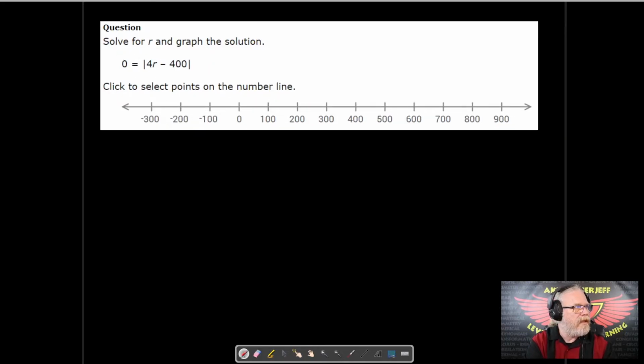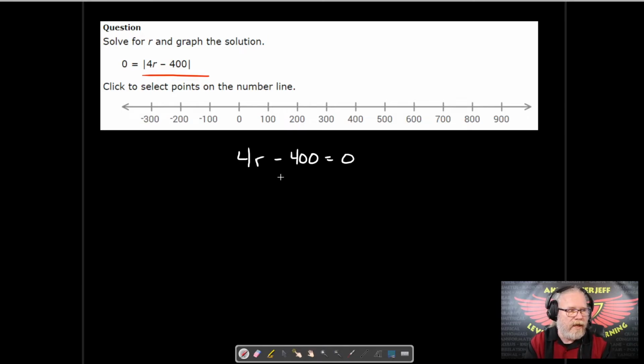All right. Next one here. Oh, look, it equals 0. So what does this mean? There's only going to be one solution. So we've already got the absolute value portion of the equation isolated on the right. So let's just go ahead, grab what is inside of that absolute value and set up our equals 0 equation. So 4r minus 400 equals, and all that equals 0. So since it equals 0, there's only going to be one solution.